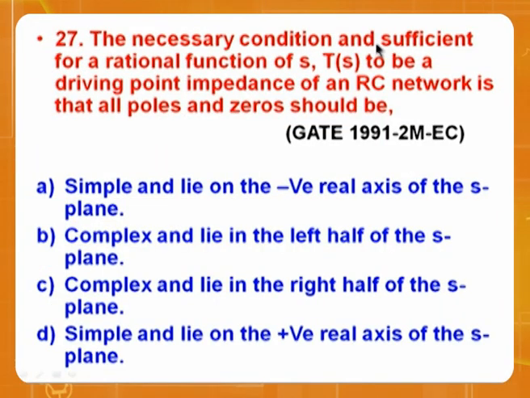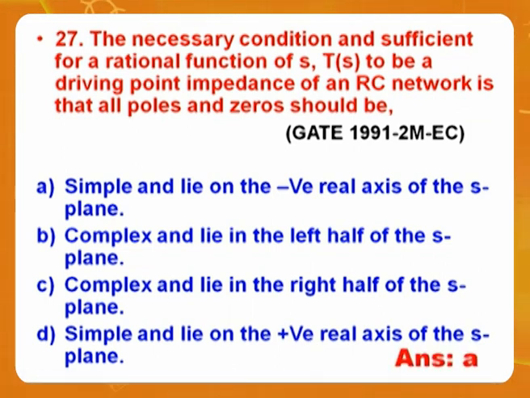27. The necessary and sufficient condition for a rational function of S, T of S, to be a driving point impedance of an RC network is that all the poles and zeros should be: A, simple and lie on the negative real axis; B, complex and lie on the negative real axis; C, complex and lie on the left hand side; D, simple and lie on the positive real axis. GATE 1991, 2 marks is given for a small thing. According to the properties, what do you think?